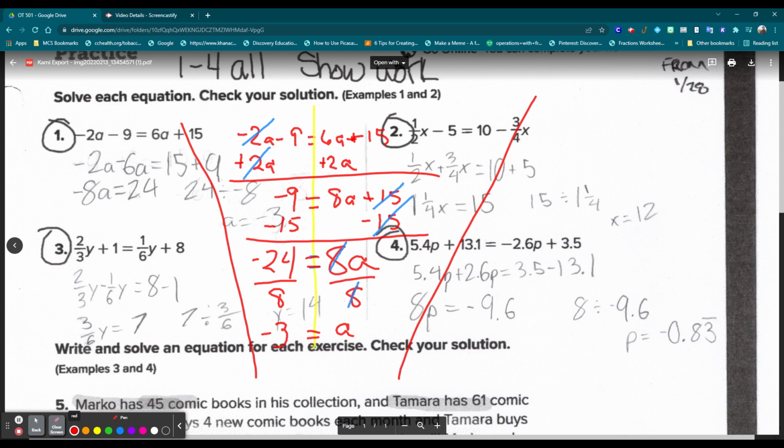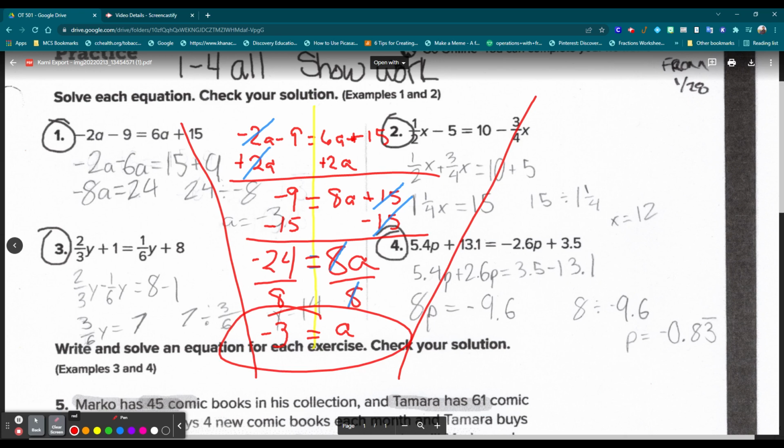Now, I'm not going to do it, but don't forget, go back, plug your solution in for that variable. If you end up with a true statement at the end, you know you've got a good, valid solution, and then you can circle your answer with confidence.